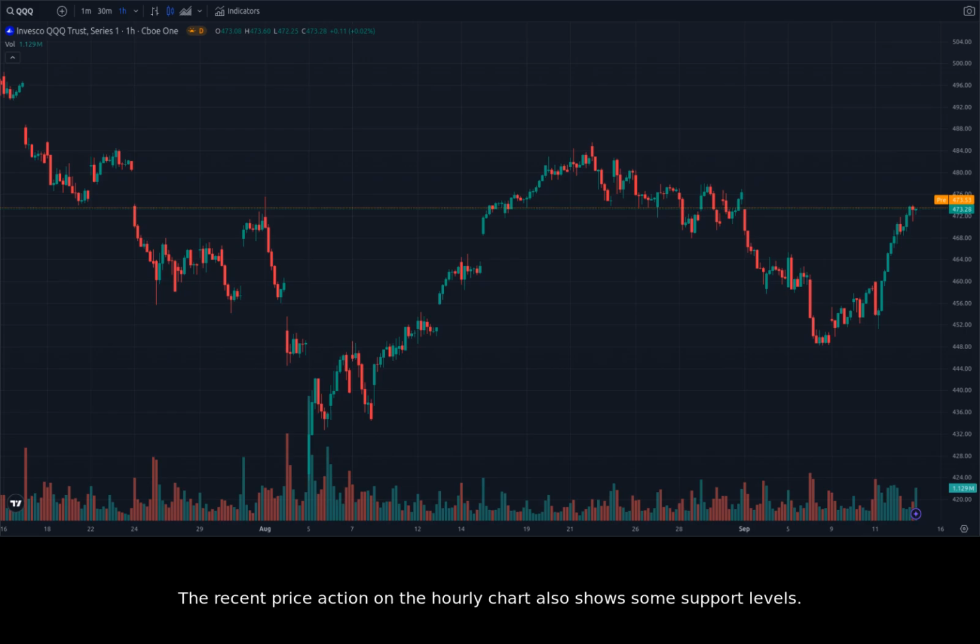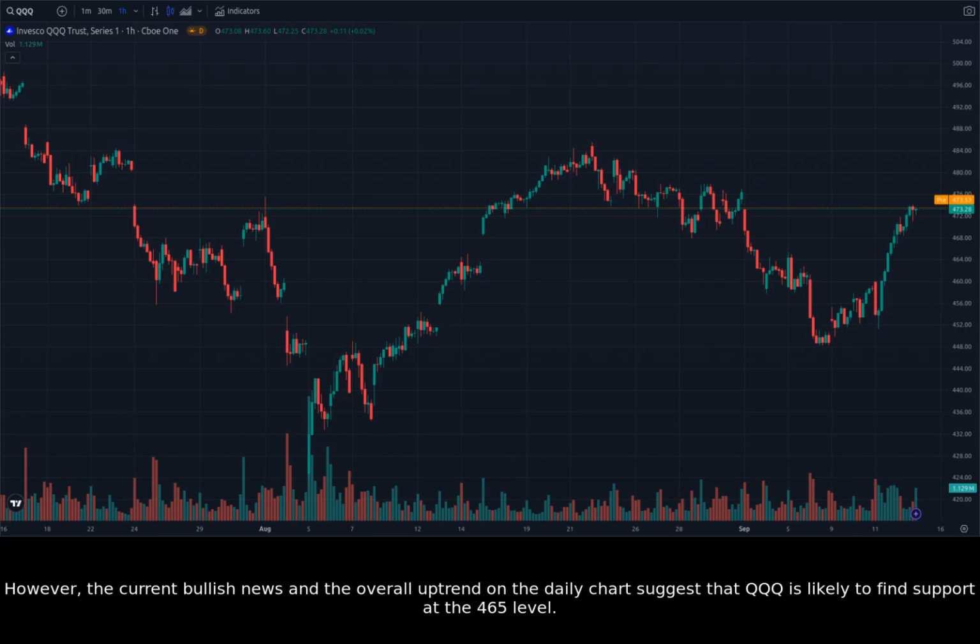The recent price action on the hourly chart also shows some support levels. The 465 level has been a strong support level in recent days, holding QQQ from falling further. If QQQ breaks below this level, it could signal a shift in sentiment towards the bearish side. However, the current bullish news and the overall uptrend on the daily chart suggest that QQQ is likely to find support at the 465 level.